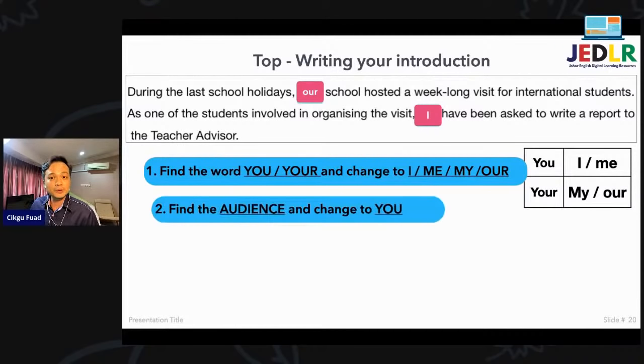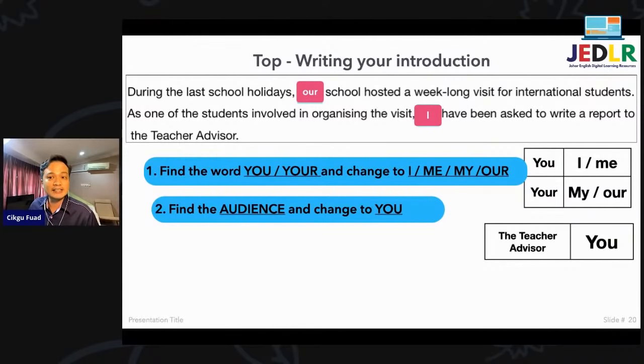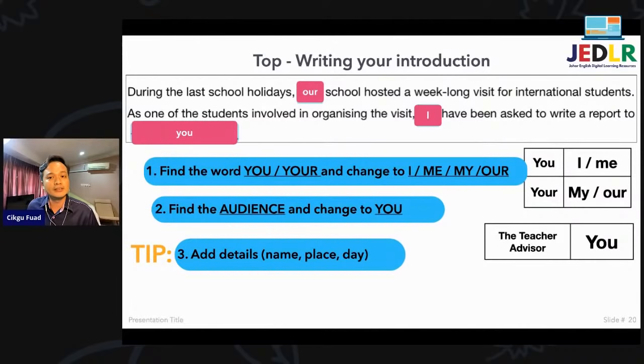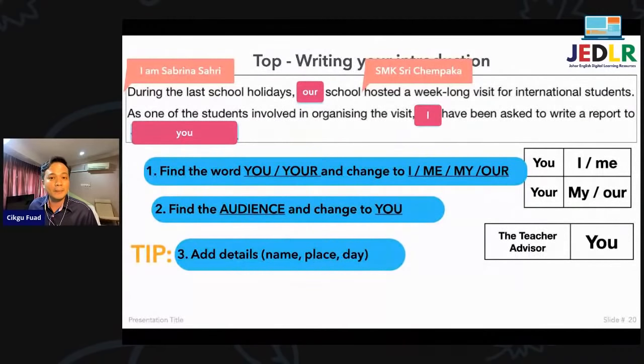Step number 2, you find the audience. So in the first step, we have already identified the audience. So the audience is the teacher advisor. So change it to you. And then after that, again, try to add more details about you. So again, I use the same name. I am Sabrina. If any Sabrina is here watching, please write and say hi and give comments. And then I add the name of the school, SMK Sri Cempaka.